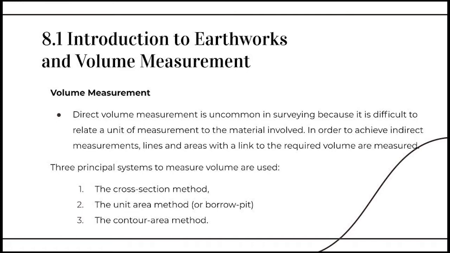Direct volume measurement is uncommon in surveying because it is difficult to relate a unit of measurement to the material involved. In order to achieve indirect measurements, lines and areas with a link to the required volume are measured. There are three principal systems to measure volume. First is the cross-section method, second is the unit area or borrow pit method, and third is the contour area method. In this unit, we will only be discussing the cross-section method.